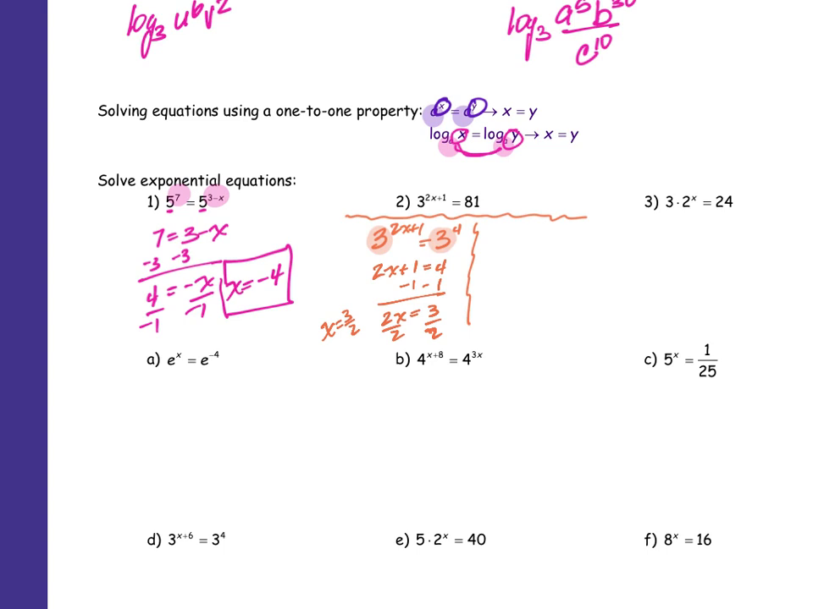If I have an exponent only on one side, and it's only if I have an exponent only on one side, so like this one, I can change this from an exponent to a logarithm. And where did the 4 come from?